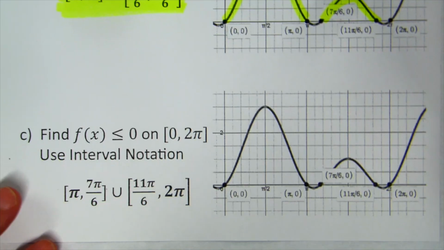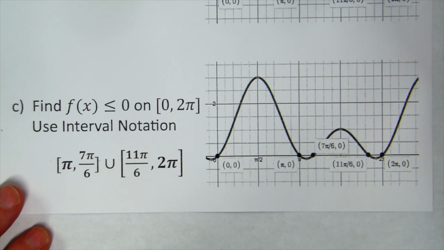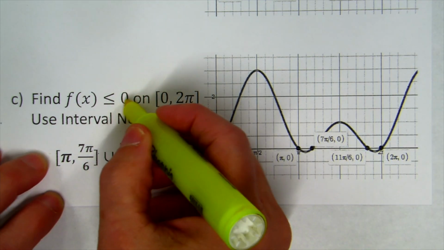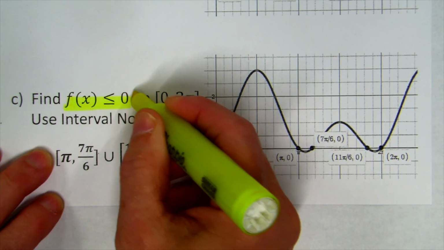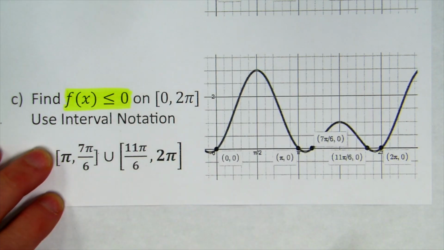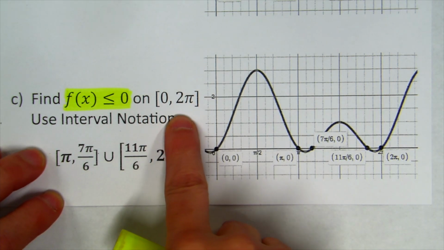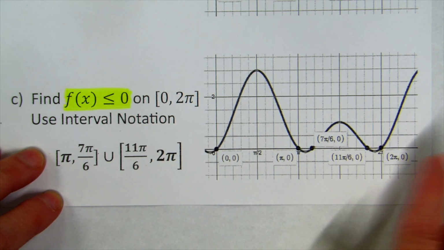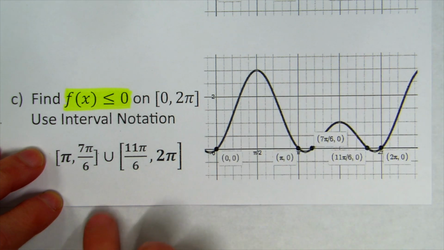All right, could we also do it for when the function is less than or equal to 0? And the answer is yes. So here I'm wanting to find where f of x is less than or equal to 0. This time I switched it just a little bit here. I want it on the closed interval from 0 to 2 pi. So that means the point at 2 pi is definitely going to be included.